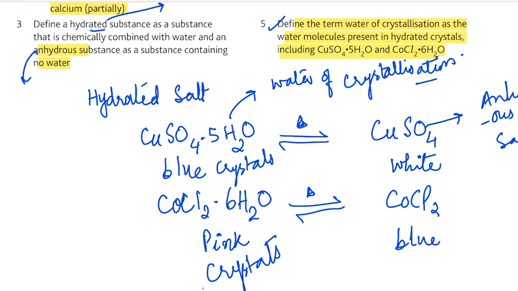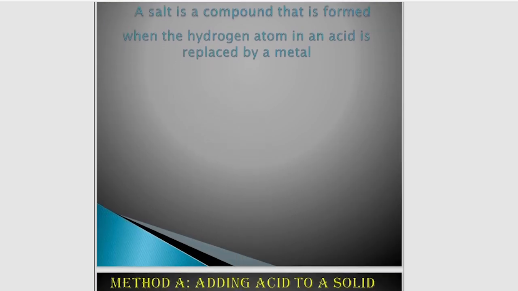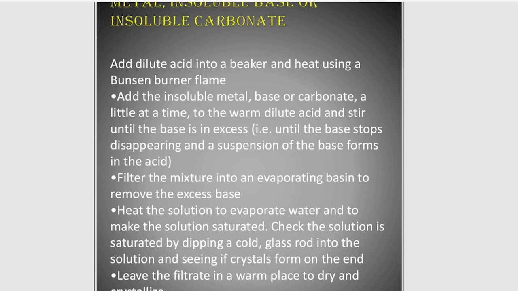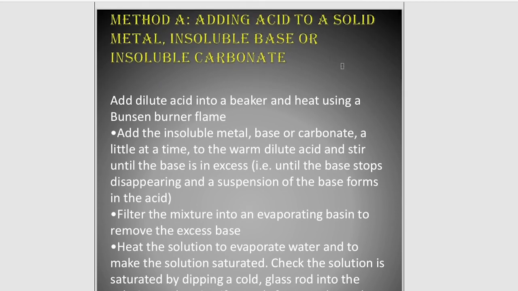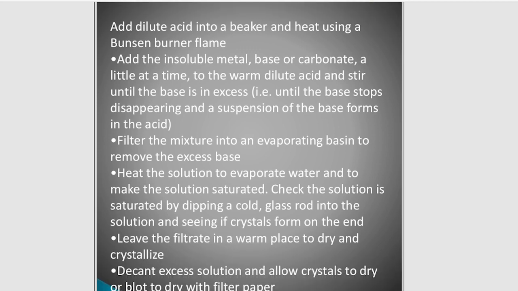This is the one which we have discussed up till now. Now move on towards our preparation of salts. There are three methods which you all have to know. So now I am moving on towards method 1. Method A: adding acid to a solid metal, insoluble base or insoluble carbonate. Bases are the metal oxides and metal hydroxides. You can now pause the video and note down and memorize and go through all of these steps and memorize them accordingly, right?